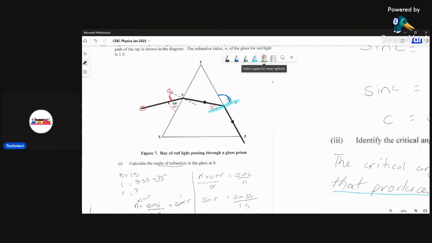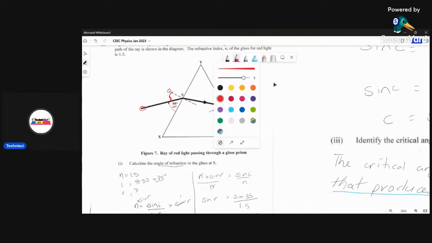Another way that you could know, let me erase that a little bit. Another way you could know is if we are working with an angle of incidence and we're talking about it producing an angle of refraction, it therefore means that the light has to be passing from one medium to another.